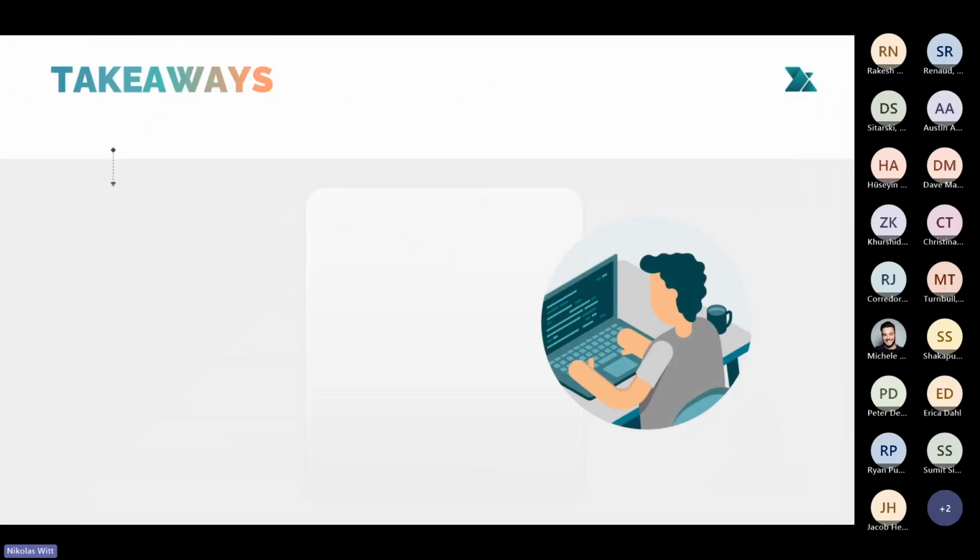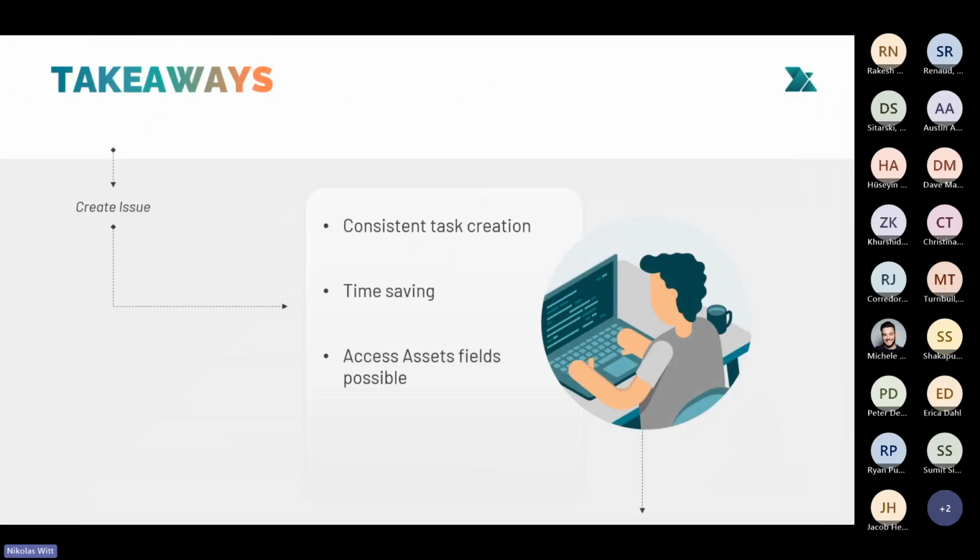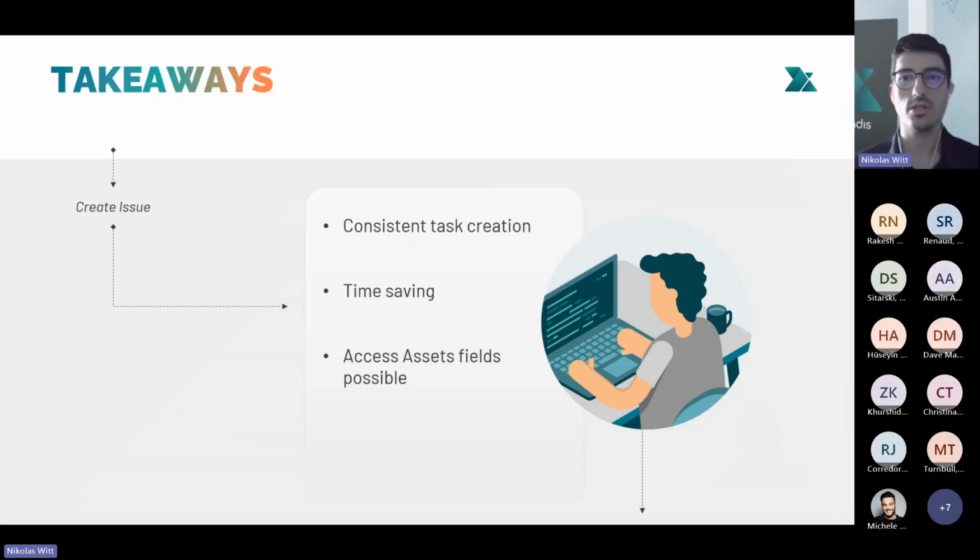Okay, the key takeaways from this post function are consistent task creation, that all of the issues created underneath a main issue or a parent issue follow the same structure, so that you have a consistent work package all over your instance. It reduces the time costs for repetitive tasks, and it's possible to access asset fields. Let's have a look at the final use case.